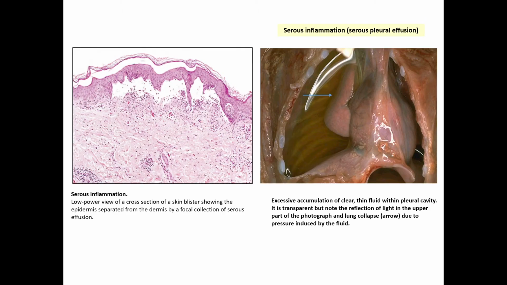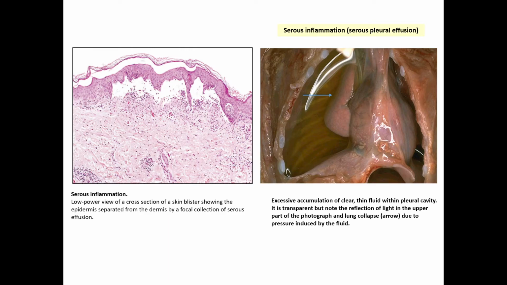Here we have two examples. On the left side is the serous inflammation. This is a low power view of a cross section in a skin blister. It shows the epidermis separated from the dermis by a focal collection of serous fluid. This fluid appears transparent between the epidermis above and the dermis below. You see a white space, the space containing the transudate that forms the blister. So this is an example of serous inflammation.